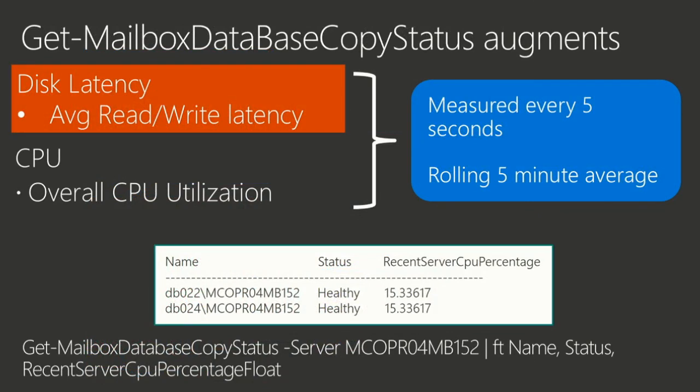Another one is, the average disk read and write latency, as well as CPU utilization, is now part of copy status as well. And Lynn told you about some of the features that WLM uses, like the rebalancing and DB divergence scan, that use this information. Well, we make it available to you as well. This is measured every 5 seconds, and what's displayed is the rolling 5-minute average. So that white box is an output of the CPU percentage there.